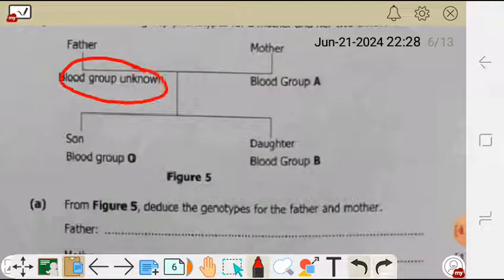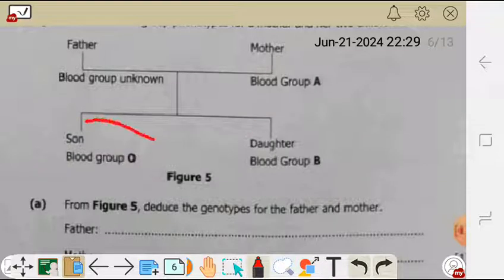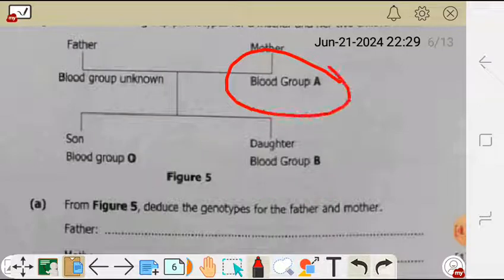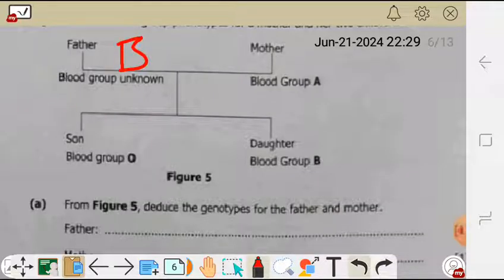Then the father is unknown. But what can help us find the genotype of the father are these children which have been produced. We have a son with blood group O, and we have a daughter with blood group B. In this case, the mother has blood group A. So for a mother with blood group A, you can't have a child with blood group B unless the father has blood group B. So here one of the genes is B.